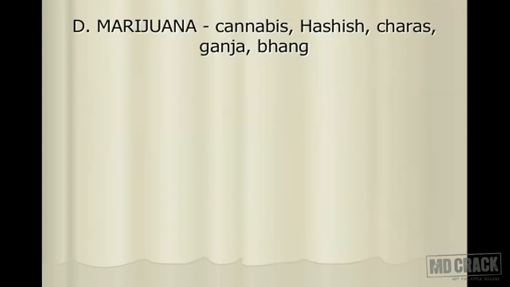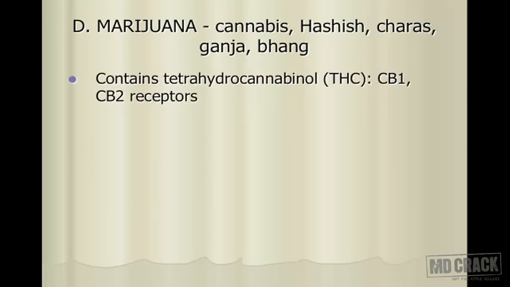Now we move on. I said we gave a special place to it. That's marijuana, group D. And marijuana is known by various names. It's cannabis, hashish, charas, ganja, bhang, everything is marijuana. It contains tetrahydrocannabinol or THC, and it acts on CB1 and CB2 receptors. These are the cannabinoid receptors, CB1 and CB2 receptors.